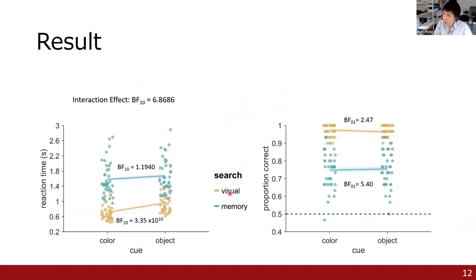The results weren't quite as expected, but it was in the right direction. Look at the visual search task first. As expected, finding the object based on its color is much faster than finding it based on its object. In the memory case, there's no difference. What this means is they are basically as good at searching for a squirrel or a teapot as they are at searching for red or blue.